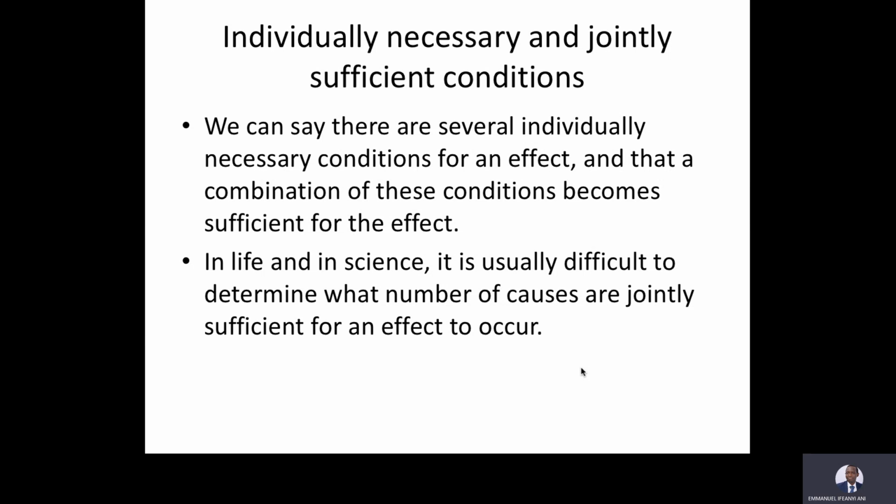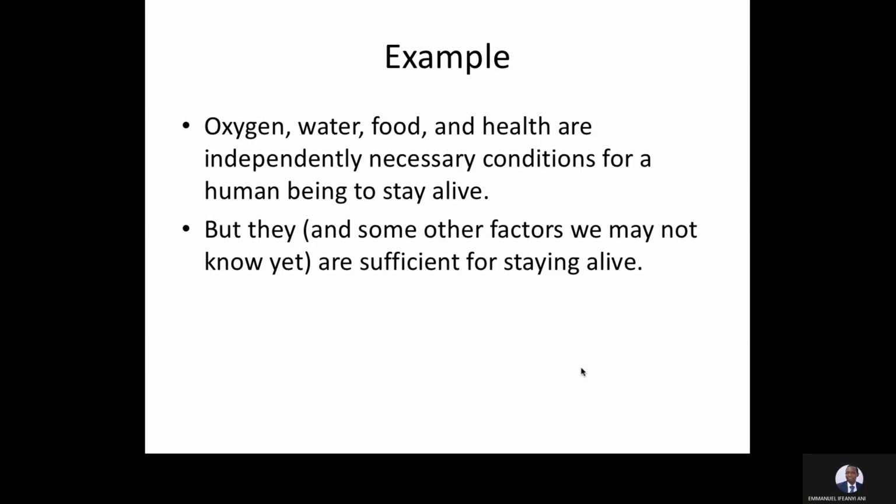Let's see an example. Oxygen, water, food, and health are independently necessary conditions for a human being to stay alive. But they, and some other factors we may not know yet, are sufficient for staying alive. So each of these factors is a necessary condition for life. But the question is, how many of them need to come together to form life? We may not know. So let's assemble oxygen, water, food, and health, and then we'll find out if life will occur.